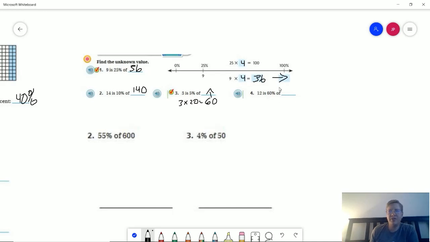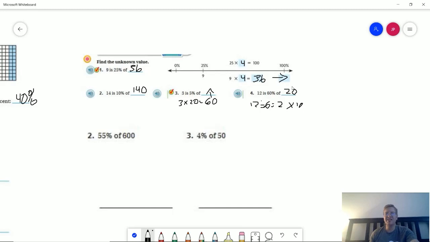So for number 4, what we can do is actually figure out what 10% could be. If 12 is going to be 60% of something, we could divide by 6 to figure out what 10% is. And so if we did that, we would do 12 divided by 6 equals 2. And then we can do 2 times 10 to get us back to 100%, and that would give us 20.